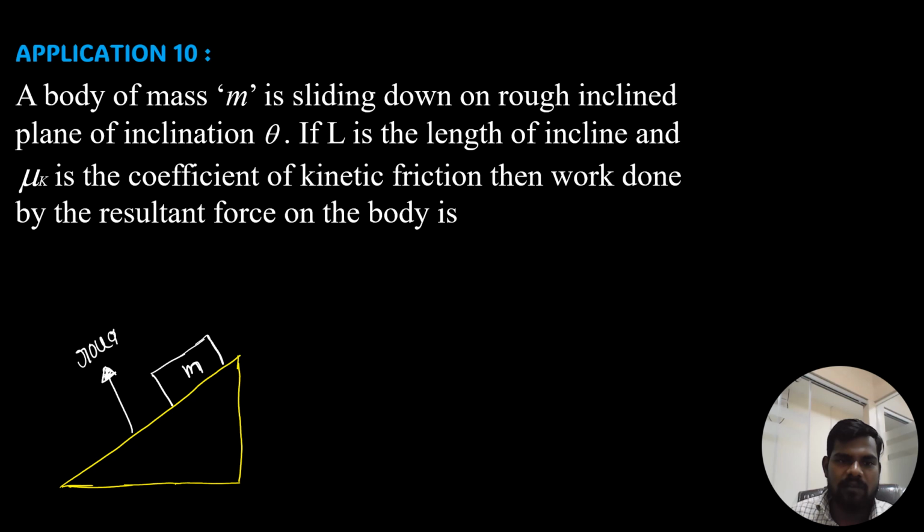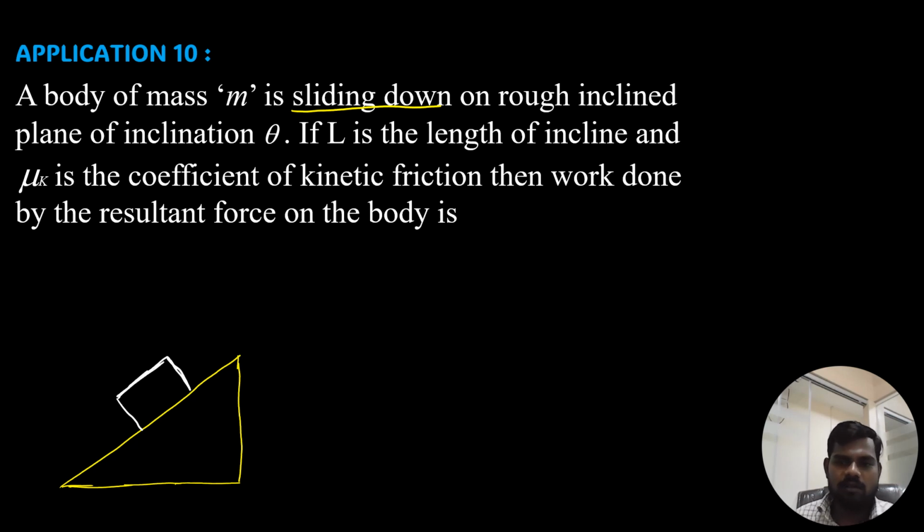So rough means what? Friction is there. Rough means friction is there. Now, in this case, sliding down is given. The words sliding down mean the body is coming down like this. The body is moving downward in this case. I'm drawing again so the mass can be seen very clearly, like this. Okay, this is moving downward.